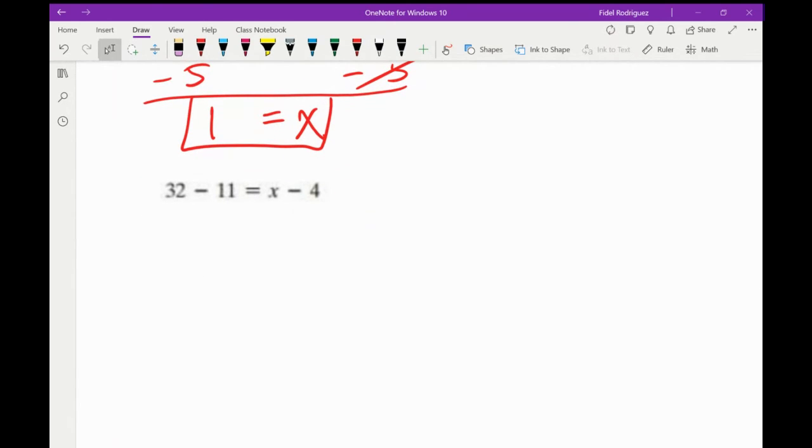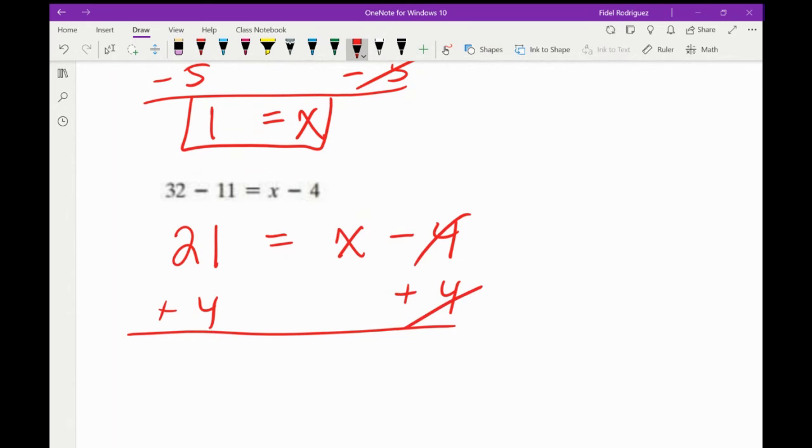And same thing here. Let's see, 32 minus 11 is going to leave me with a 21 is equal to an x and a minus 4. And so again, since I have a minus 4, I want to go ahead and undo that by adding 4 to both sides. And let's see, 21 and 4, that's going to leave me with 25.